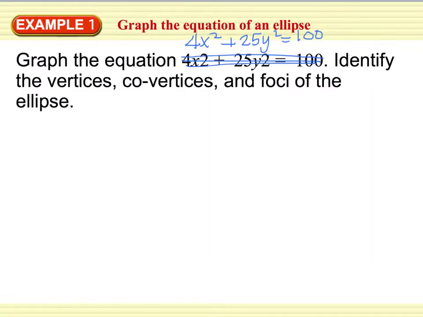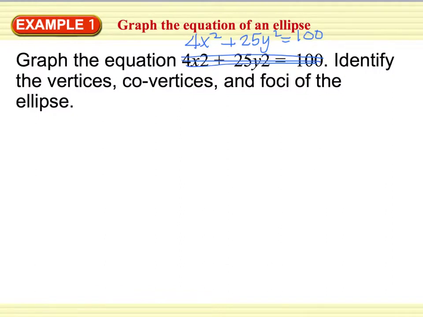So example 1 says to graph the equation 4x squared plus 25y squared equals 100. Then we're going to identify the vertices, the co-vertices, and the foci of the ellipse. It's actually going to be easier to identify those things first, and then based on those we can graph our equation. So the first thing we want to do is make sure that our equation is in standard form. The first thing I notice is that we have an x squared term plus a y squared term equals 100. Well, we can't have it equal 100. We need to make this equal 1 because that's the standard form for an ellipse.